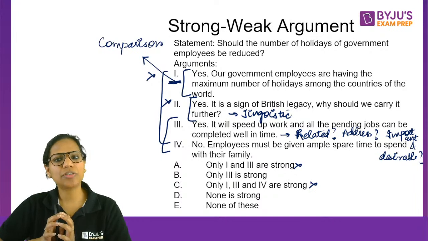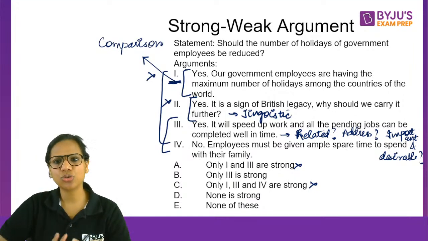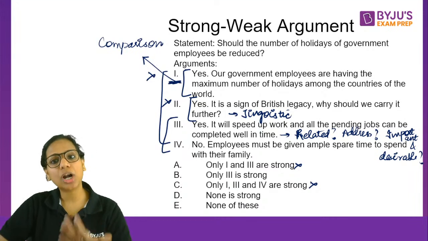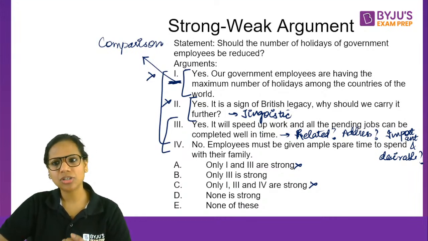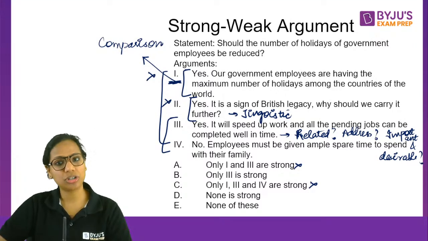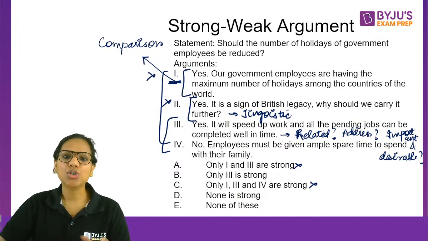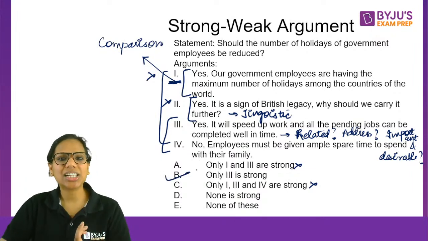It is related to government employees. They are, after all, doing some work. It is talking about the reduction in the holidays also. So, it is talking about the advantage that a reduction can bring about. So, it is addressing the problem also. Speeding up work, completing pending jobs. That's an important concern. And it's something that's desirable too. So, it's only 3 that is strong, right?